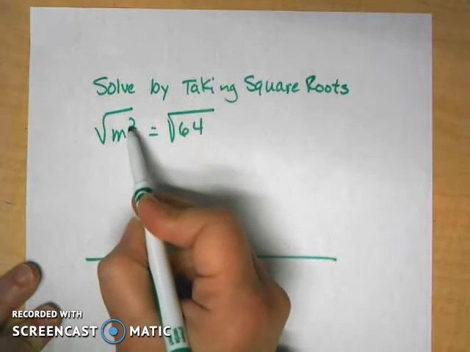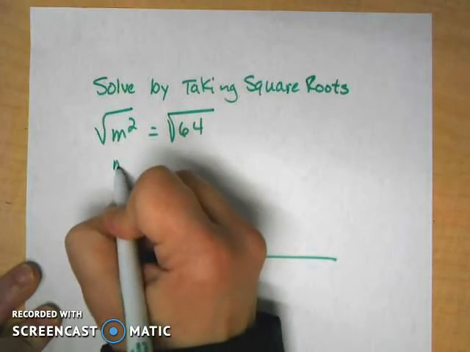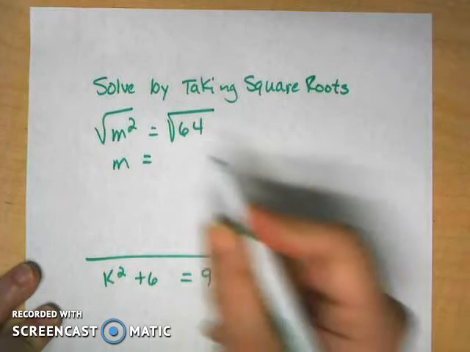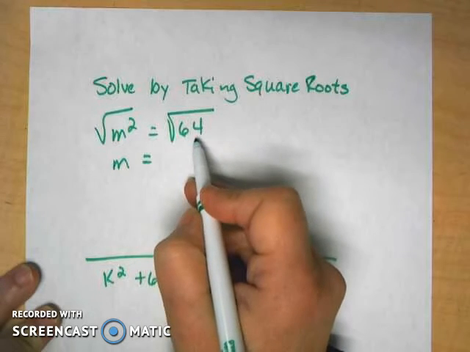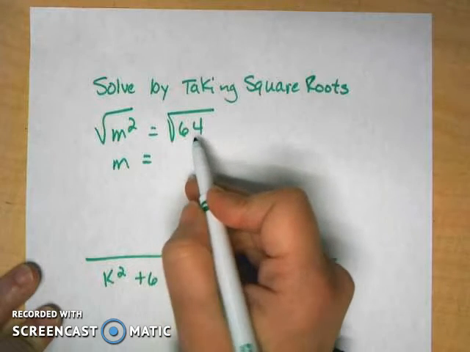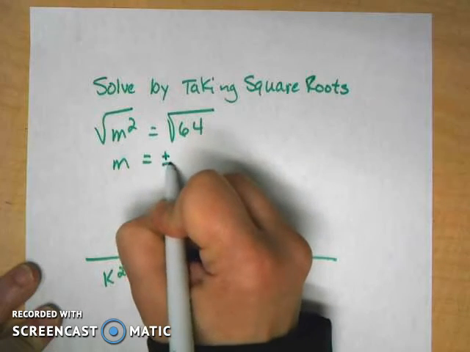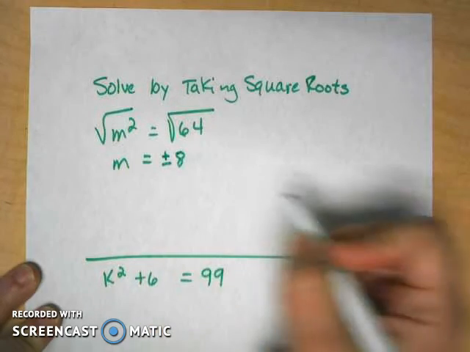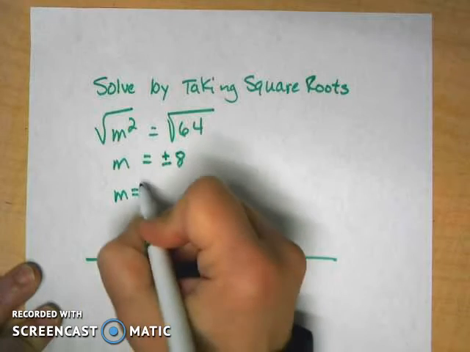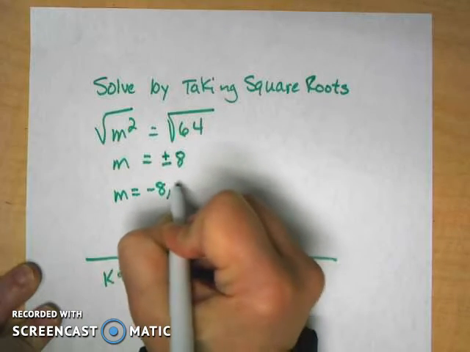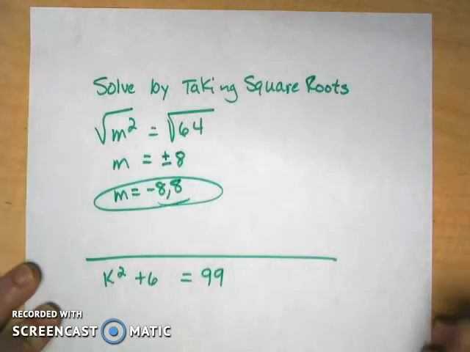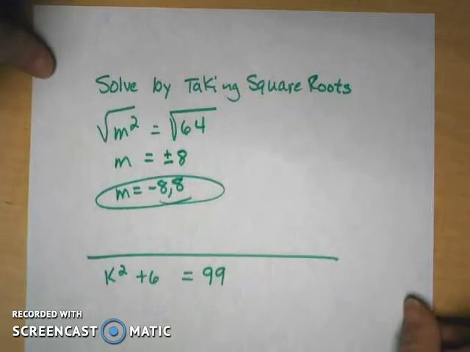The square root cancels the square, so we have m is equal to, and remember when you take the square root of any number, there is a positive and negative square root. So the square root of 64 is both positive and negative 8. So we know that the solutions for m are negative 8 and 8. There are two solutions. So let's move on to the next problem.